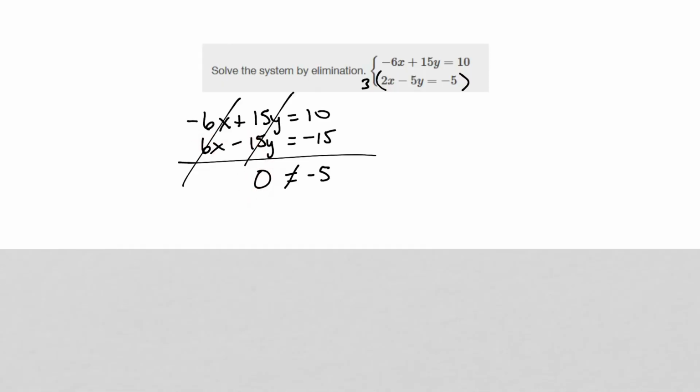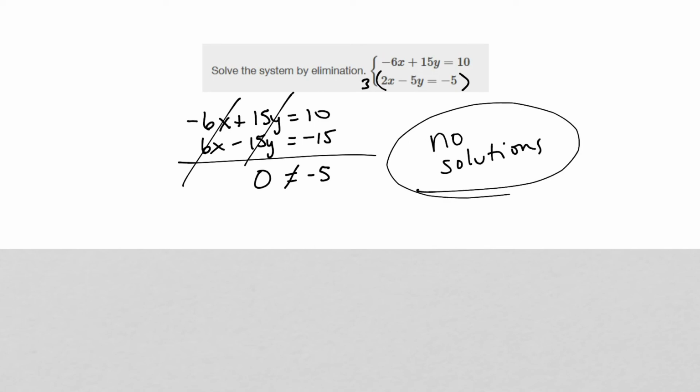Okay, so 0 is equal to negative 5, which is not true. 0 is never equal to negative 5. And so in this case, this is one of those rare instances, but they do happen. There are no solutions. That means that these lines right here are parallel to each other. They never ever cross each other.